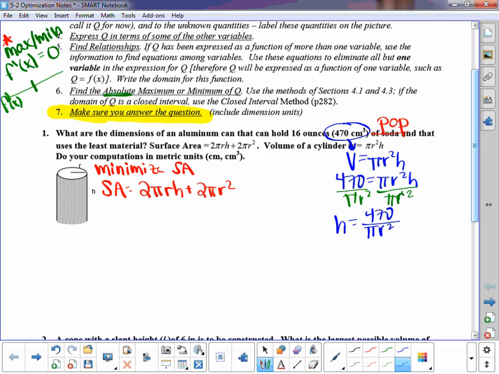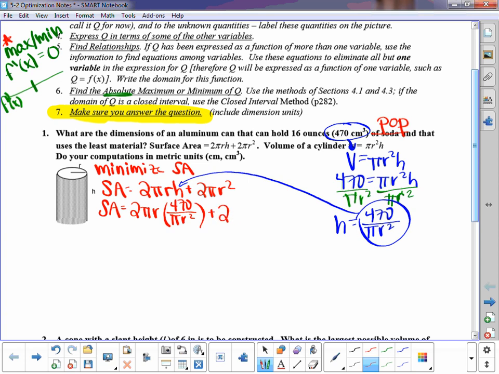Alright, so I'm going to take this and substitute it in anywhere I see h. This problem I only see it at one spot. And now let's write our surface area in terms of just r. So my surface area is 2 pi r times 470 over pi r squared plus 2 pi r squared. Notice now, once I know my radius, I can know my surface area right away.